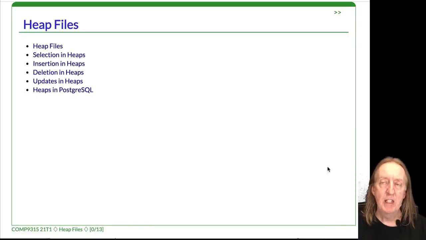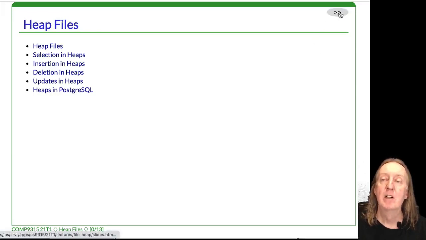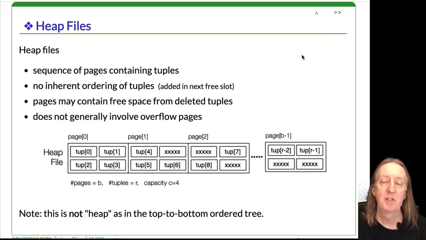Okay, well, this is the first file structure that we're going to look at. Ostensibly, we're talking about selection, but we also want to look at other operations that change the data in the file. Okay, so a heap file is, we've seen plenty of examples of that before, but basically a sequence of pages. Each page contains tuples.